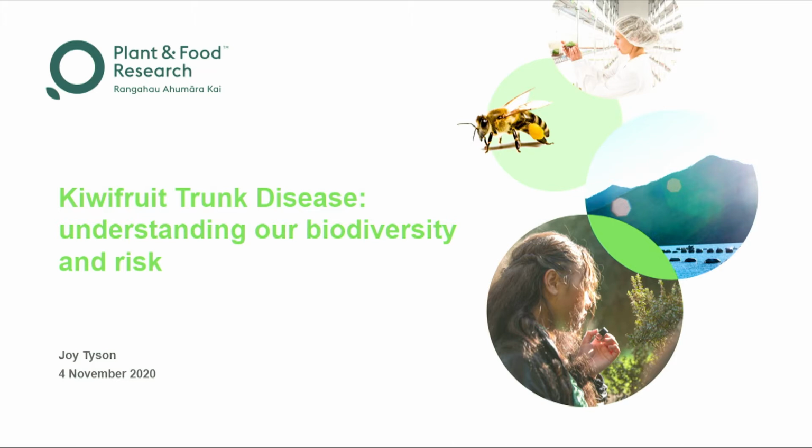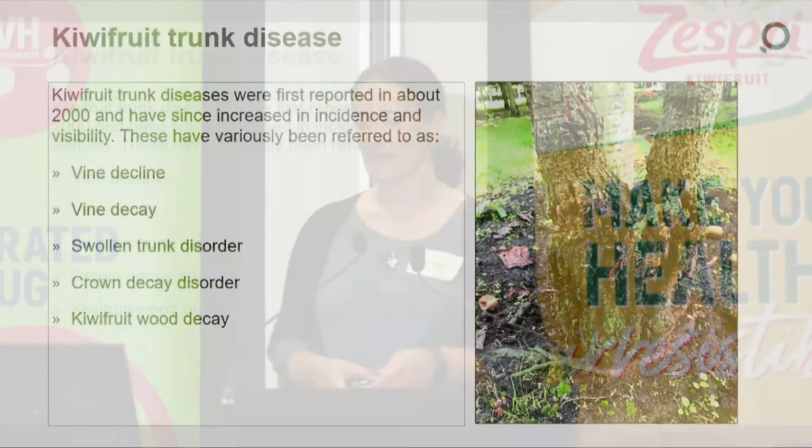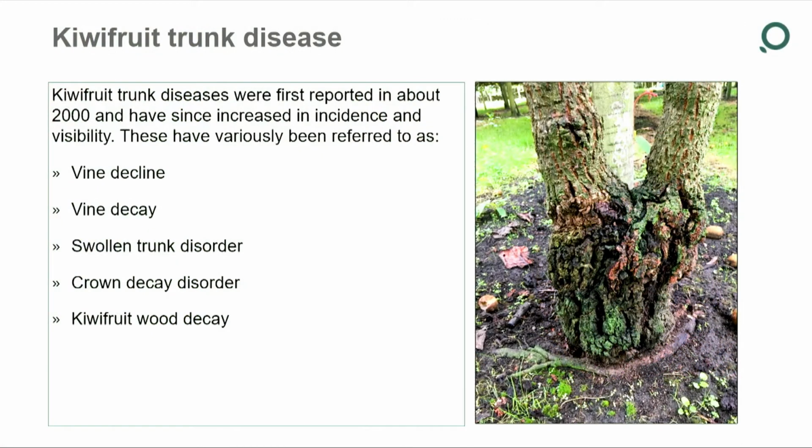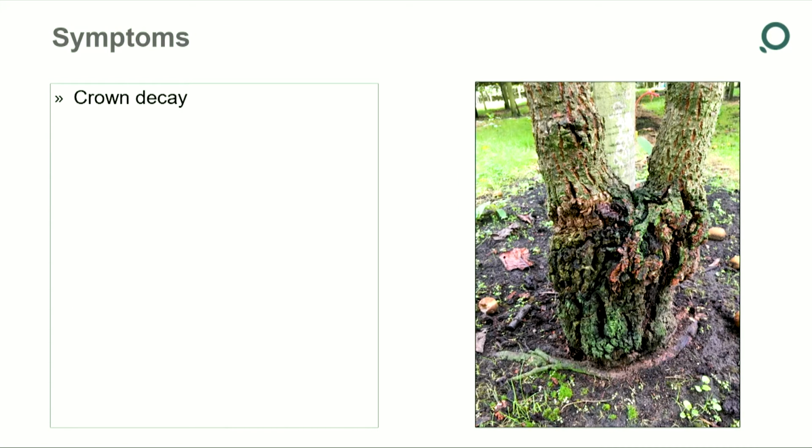So as has been said, this is something that's really come out of those unusual symptom reports, and it's really focused on trunk diseases. Kiwifruit trunk diseases have been known for at least 20 years, but over that time they've been increasing in incidence and in visibility. They've variously been referred to as vine decline, vine decay, swollen trunk disorder, crown decay disorder, and kiwifruit wood decay. And the symptoms are varied as well.